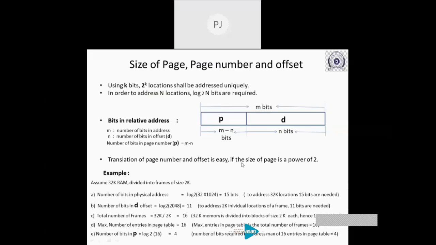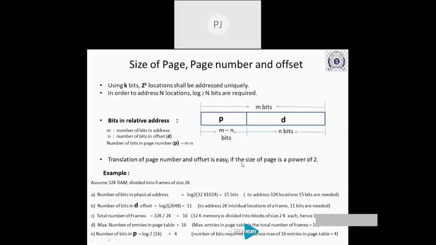So the number of bits in the physical address is 15. The number of bits in offset, as I told you, the offset varies from 0 to the size of the frame. So the number of bits d in offset is equal to the number of bits required to address all the locations in the 2K size frame. So the number of bits in the offset is logarithm of 2048 to the base 2, that is equal to 11.